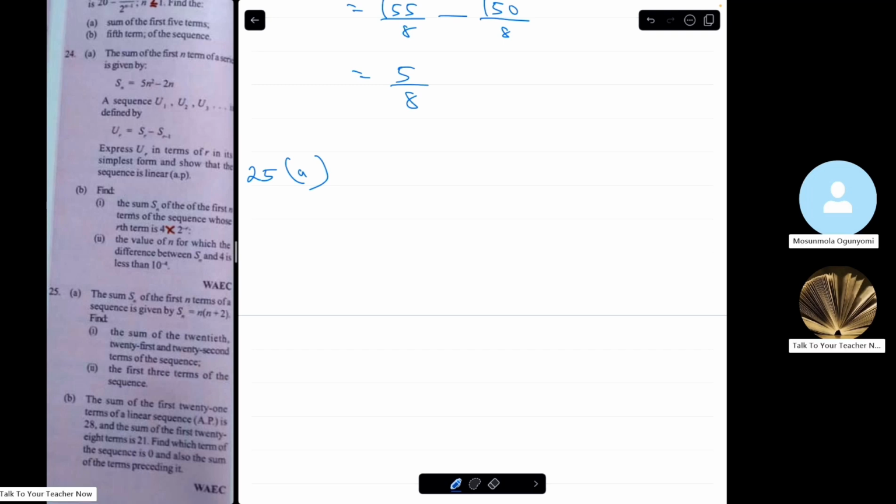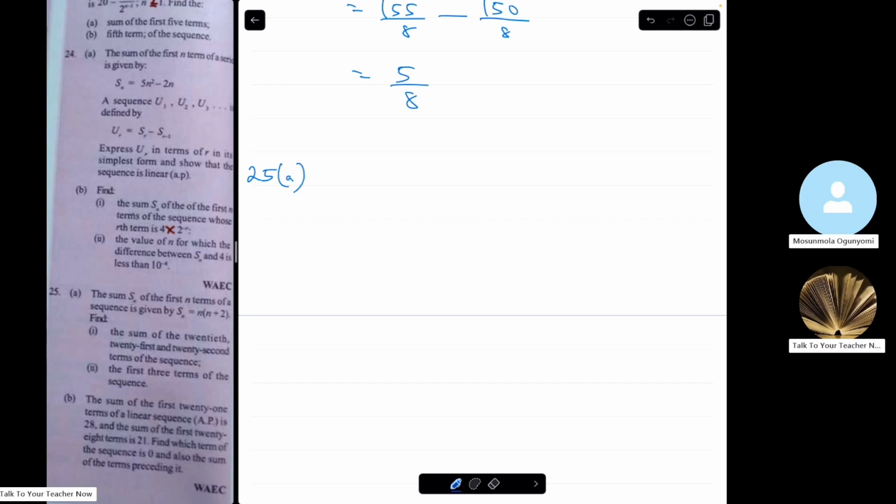No, we are reading another one now. Which one are you reading? Are you reading 25? 25 says the sum Sn of the first n terms of a sequence is given by. No, read it again. Where did you see that? Read it again, 25A, please. You are reading the wrong one.